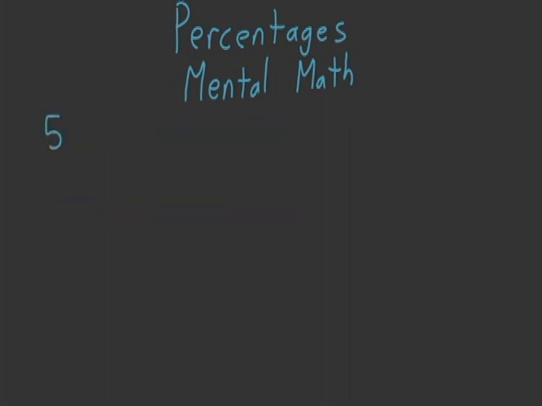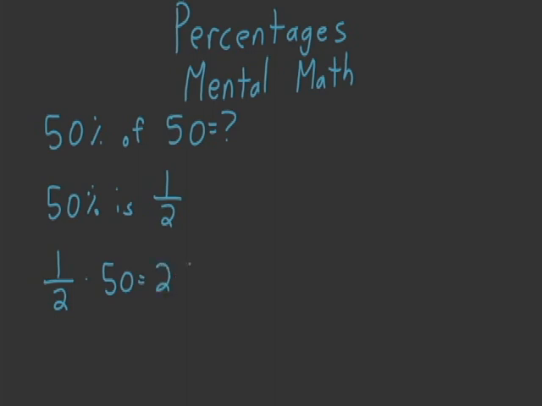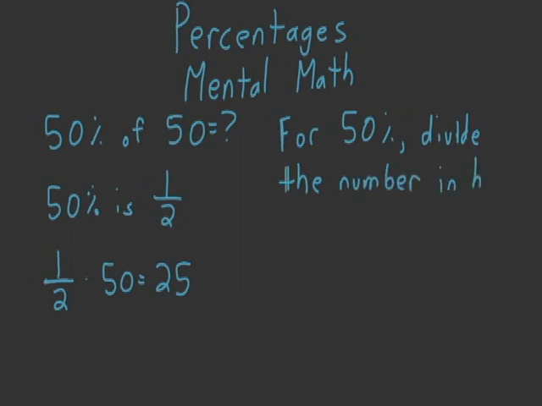Now, if I wanted to know 50% of a number, it's a little bit different. So if I wanted 50% of 50, I remember that 50% is the same as 1/2, and I'm going to take 1/2, multiply it by 50, and that's going to end up giving me 25. So what that means is, for 50%, I'm going to divide that number in half.